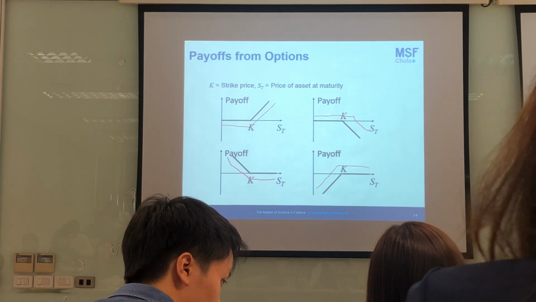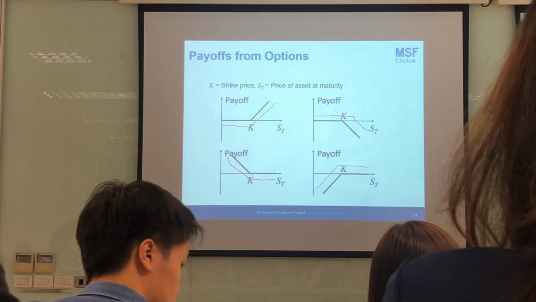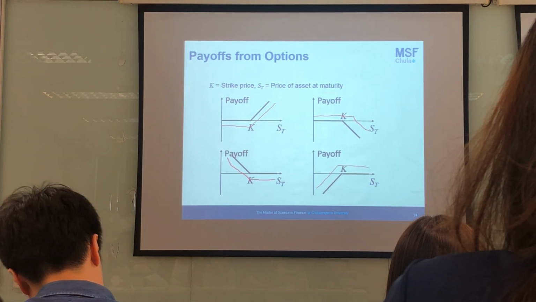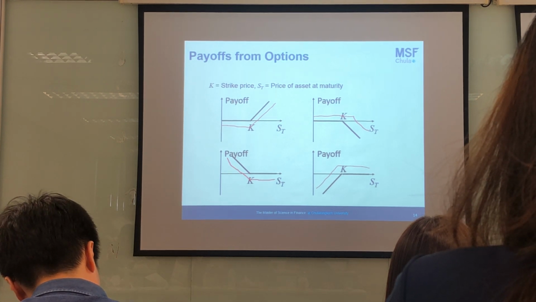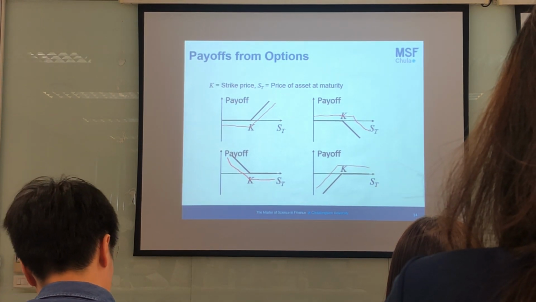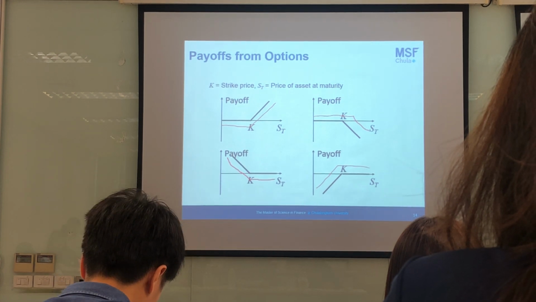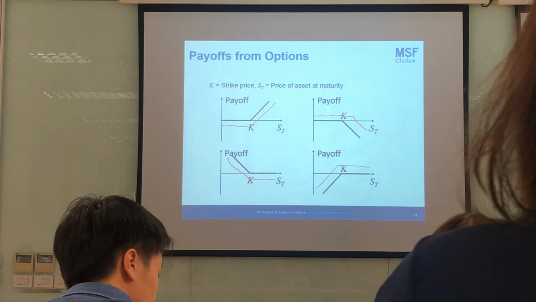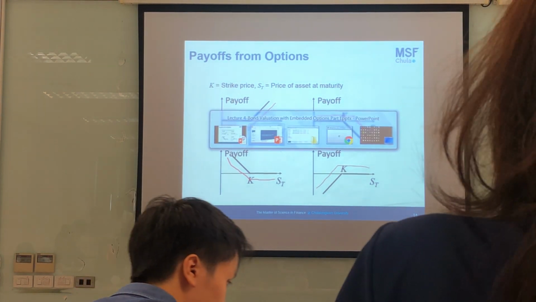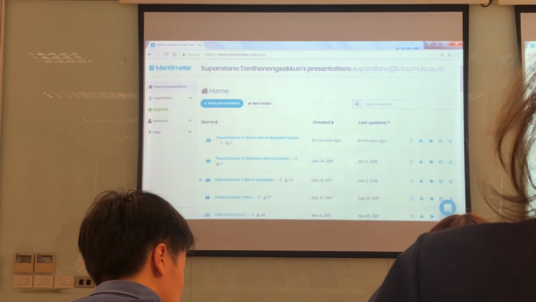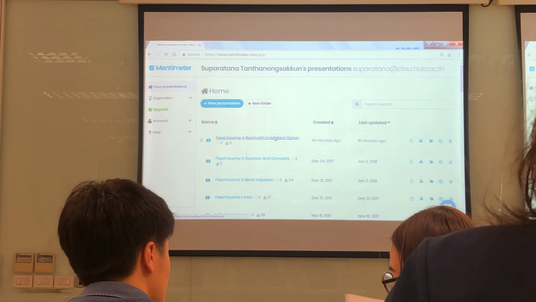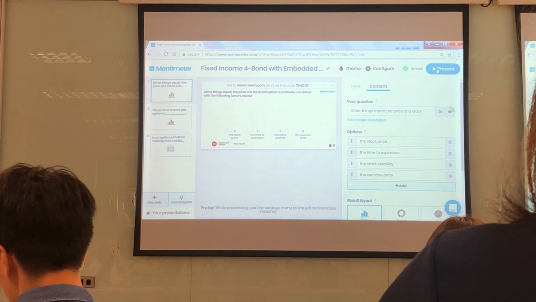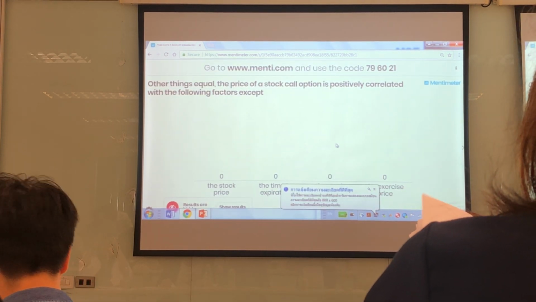Before we move on, let me check your understanding. So far, we have seen the relation between the value of the call and the underlying asset, and the value of the put and the underlying asset. What about other factors like the time to maturity and the exercise price? Okay, let's think about it. I have some questions. Let's start from this one.